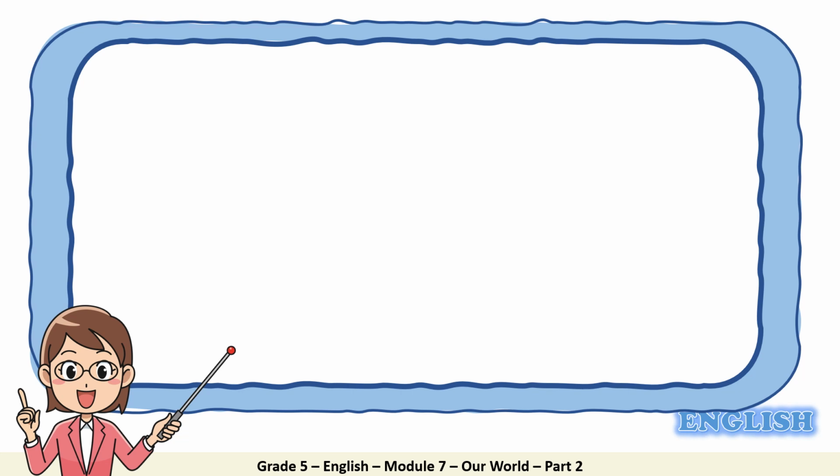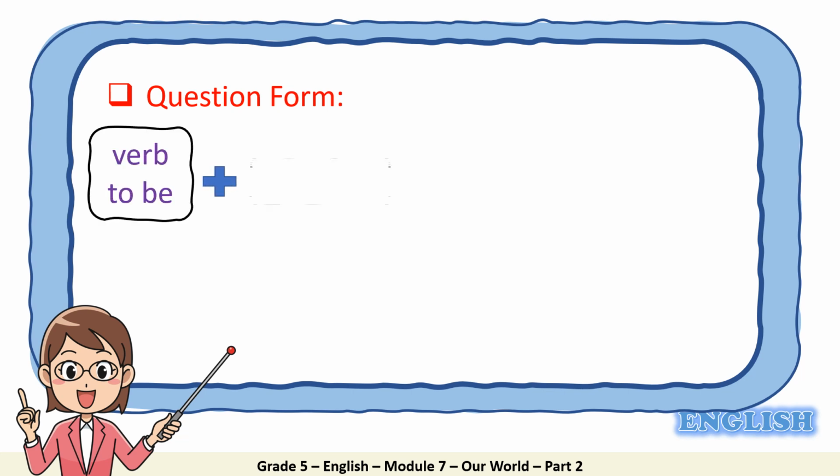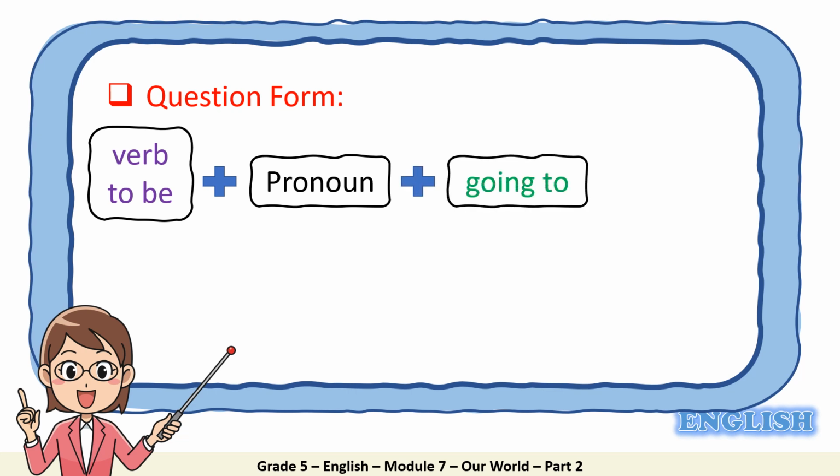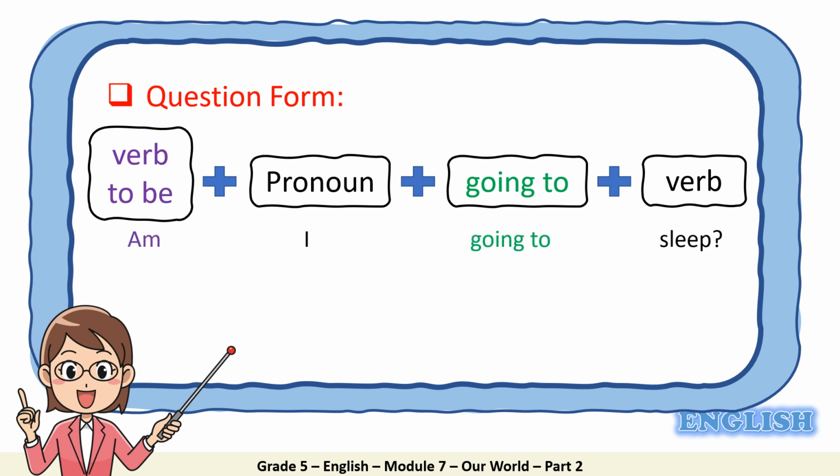Forming a question is actually very easy. Like the affirmative and the negative form, the question form is also made of 4 parts. This time, we will start with verb to be plus pronoun plus going to plus the verb in the infinitive form. Like these examples. Am I going to sleep? Is she going to study? Are we going to travel? And don't forget to put a question mark at the end.